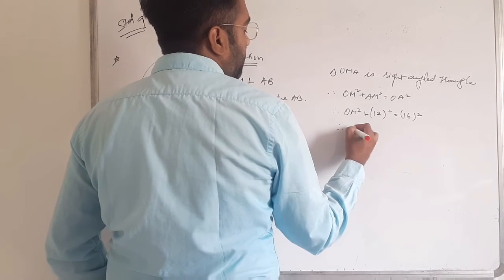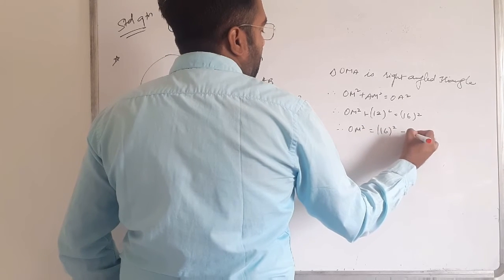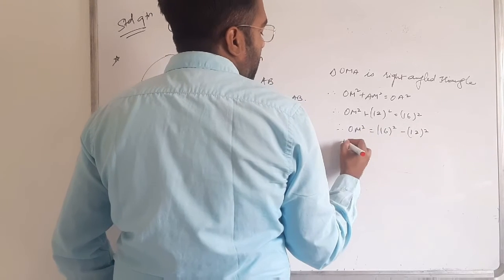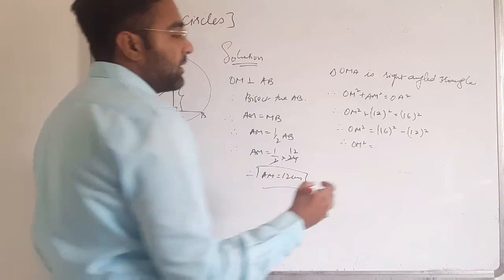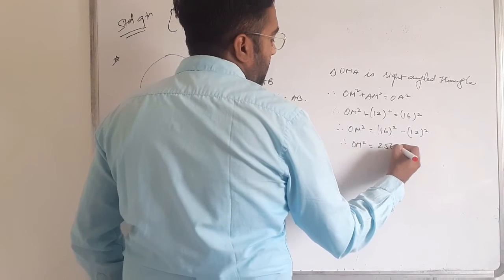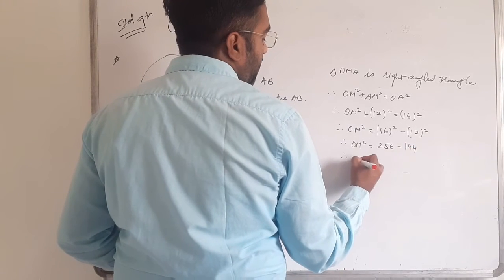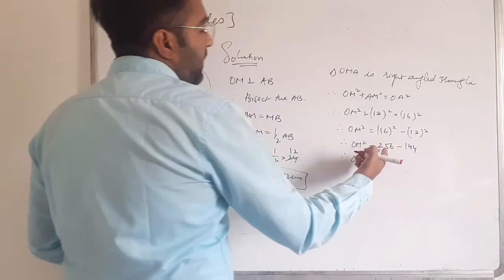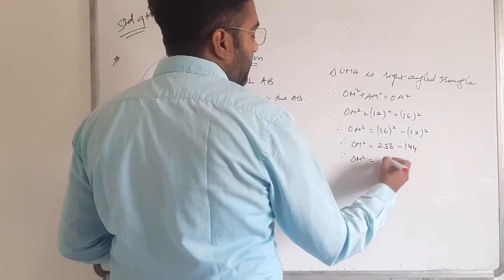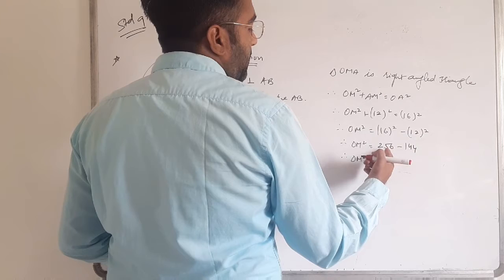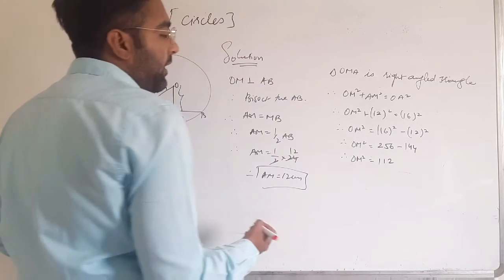So OM square equals 16 square minus 12 square. So OM square equals 16 square, that is 256, minus 12 square, that is 144. So OM square is 256 minus 144, that is 6 minus 4 is 2, 5 minus 4 is 1, and 2 minus 1 is 1, that is 112.